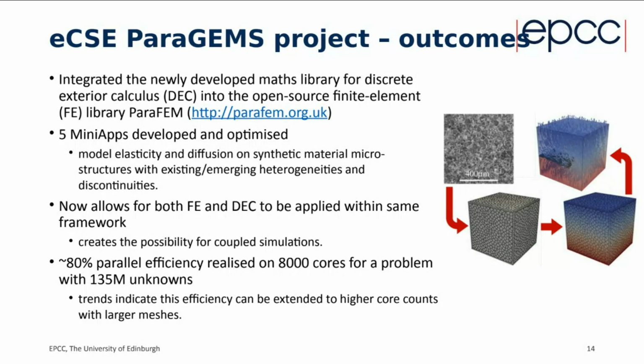In terms of performance, when the project was finished, it was benchmarked, and it was seen to be 80% efficient on 8,000 cores for a problem with 135 million unknowns. So that's a good performance. And the trends indicate that this efficiency could be extended to higher core counts with larger meshes. So that's all good for future proofing.